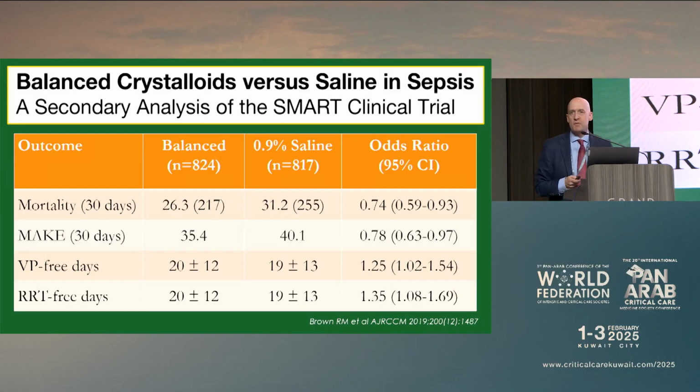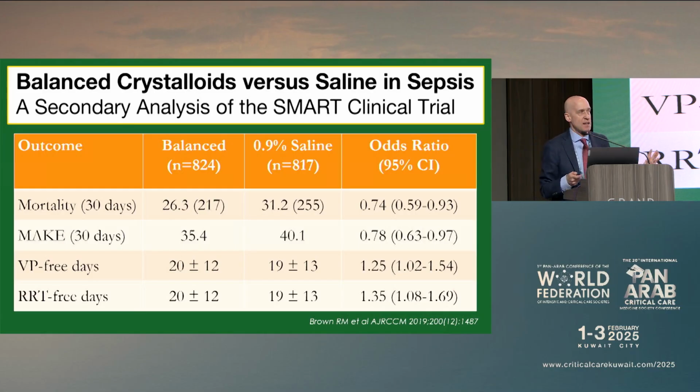Now, they did a subgroup analysis, so there was some suggestion that there may be more heterogeneity in treatment effect amongst those receiving balanced versus saline solutions in sepsis. And here's the sepsis subgroup that was published a short time after the trial. And again, you can see mortality, MAKE30, vasopressor, and renal replacement therapy free days, all seemingly favoring a balanced versus 0.9% saline solution.